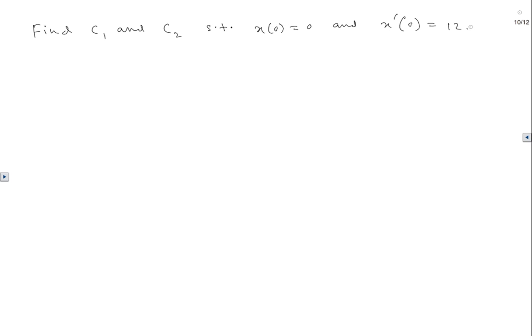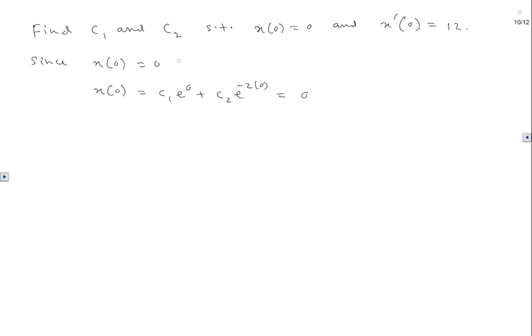So how to do that? We're going to plug in the conditions. Since x(0) equals 0, we're going to plug in. x(0) means wherever you see the independent variable, plug in 0. So it is c1 e to the 0 plus c2 e to the negative 2 times 0, which is equal to 0.